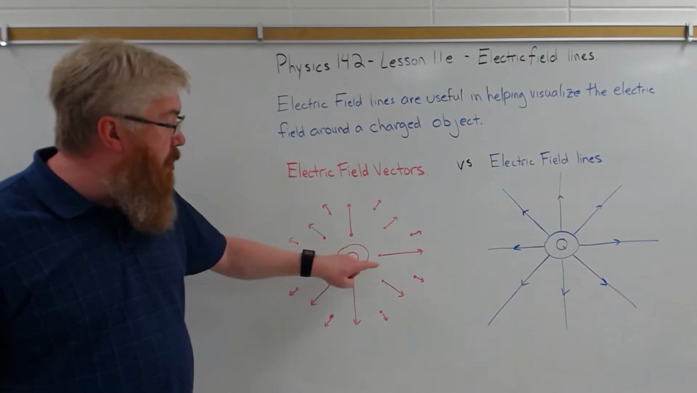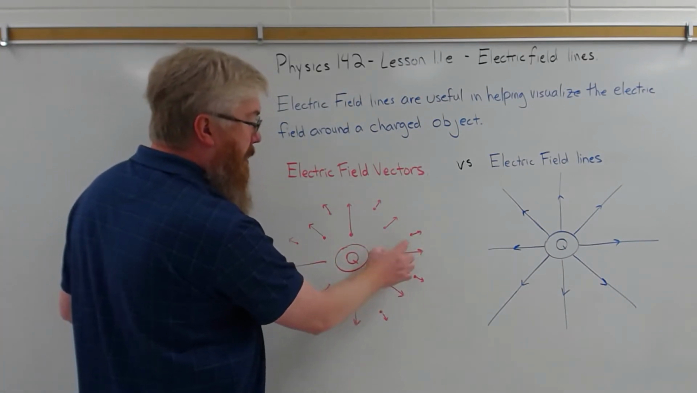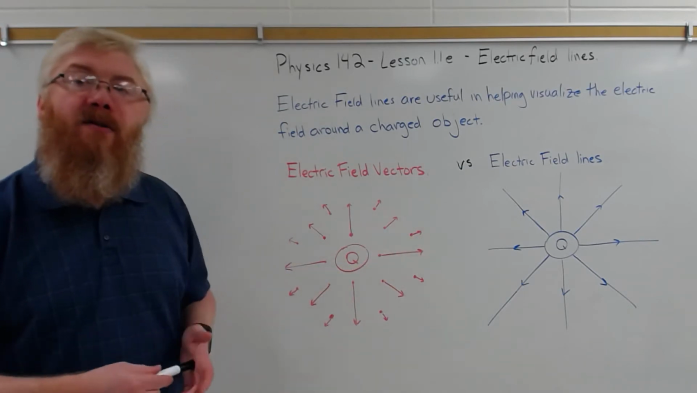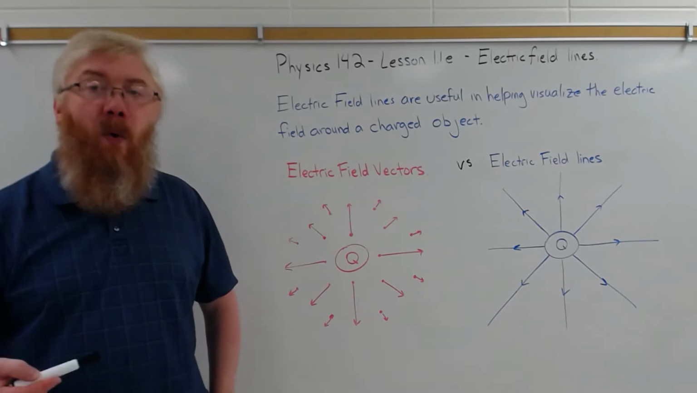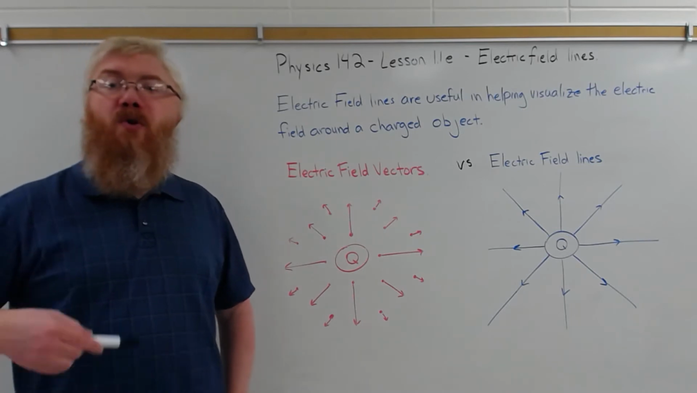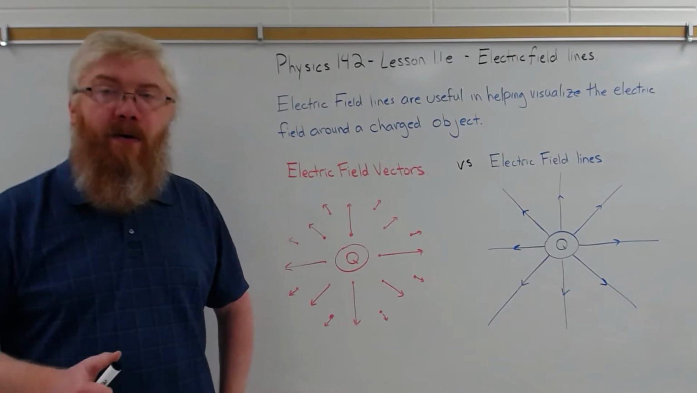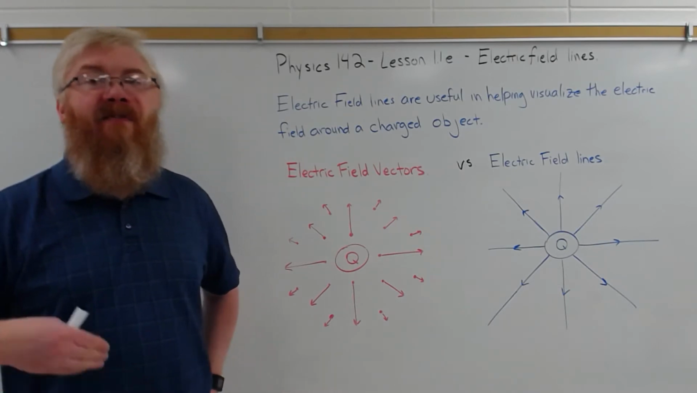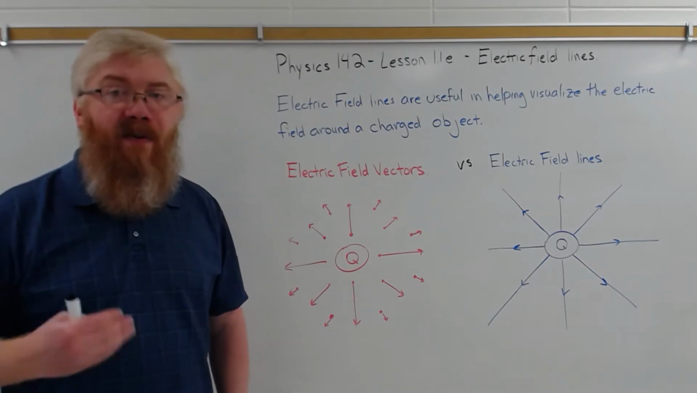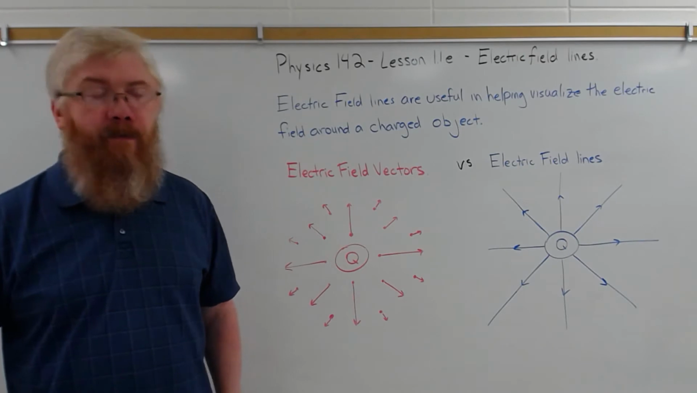The further you get away from the object, the smaller the magnitude of that vector, because the force weakens, right? This is an inverse square relationship. If you're twice as far away, the electric field strength is 1/4 as big. If you're 3 times further away, it's 1/9 as big. If you're 5 times further away, it's 1/25 as big. 10 times further away, it's 1/100 as big, and so on.